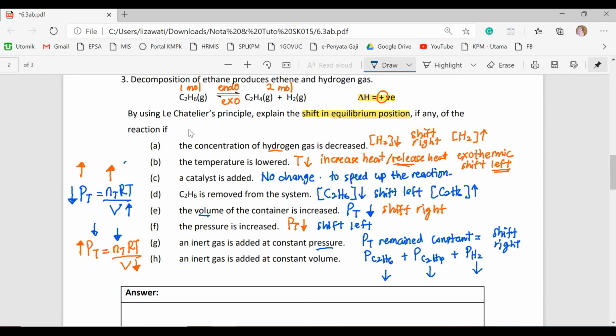Okay, and then inert gas is added at constant volume. Alright, so the volume is still constant, so the partial pressure of each of the gases remains constant. So therefore, there is no change in the equilibrium position.